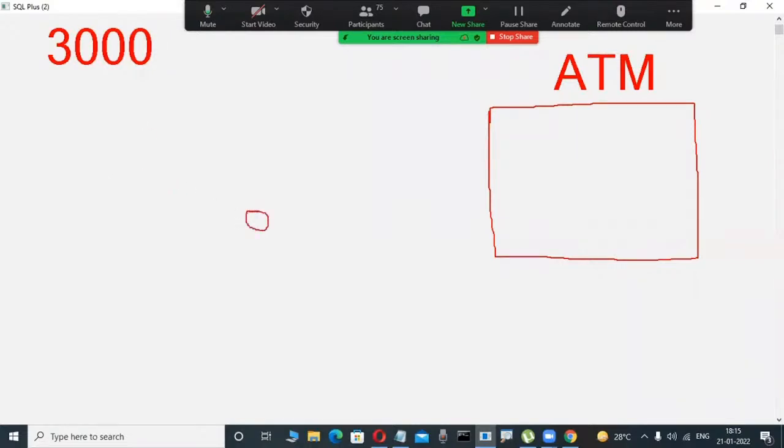Suppose I'm going to the bank. Slowly observe here. This small scenario is easily understandable, even for a non-technical person. I'm going to some ATM center, for example. I decided to withdraw money. For example, I'm inserting an ATM card.